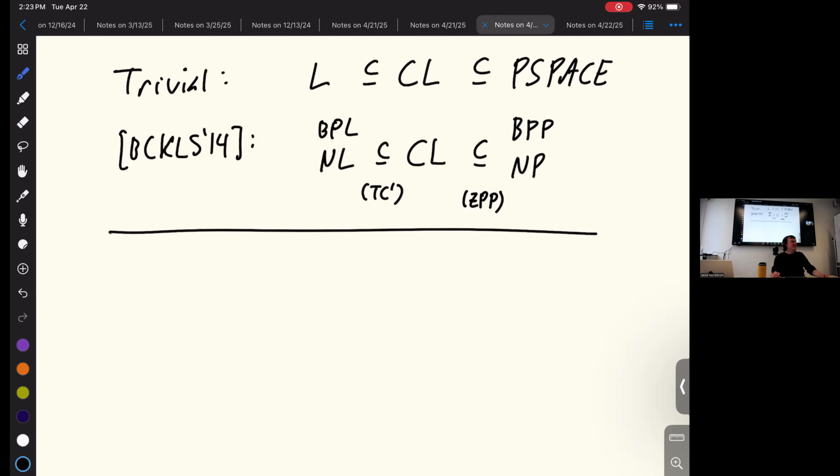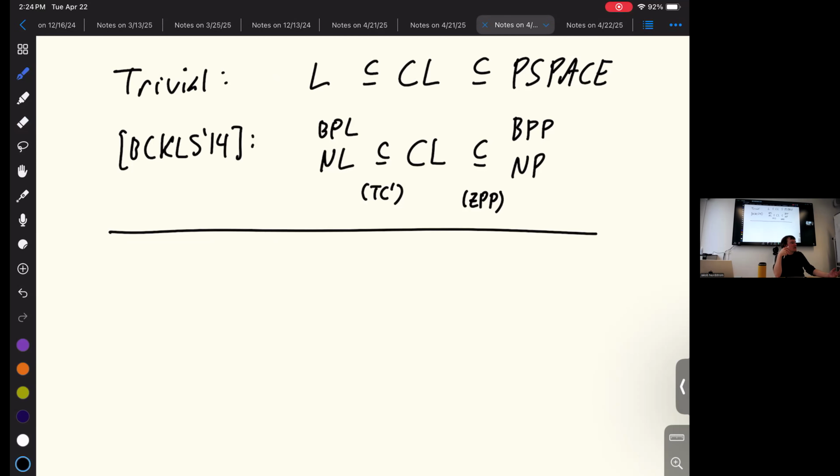I mean, we don't have better for BPP or P. For NL, you do. Oh yeah, NL is way within. NL is in deterministic space log squared n. Yeah, we don't know anything like that for CL. It would be amazing to show that CL is in log squared space.